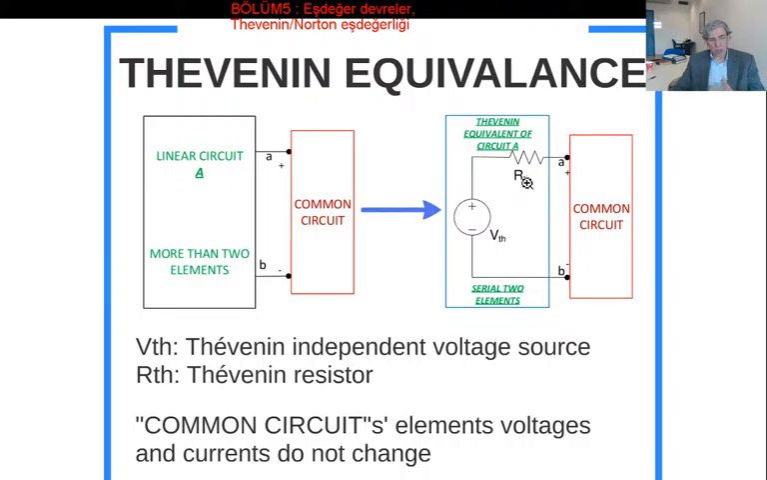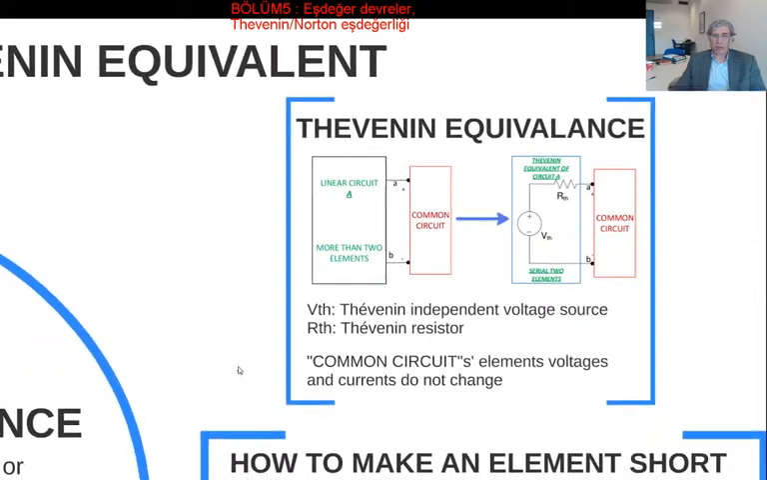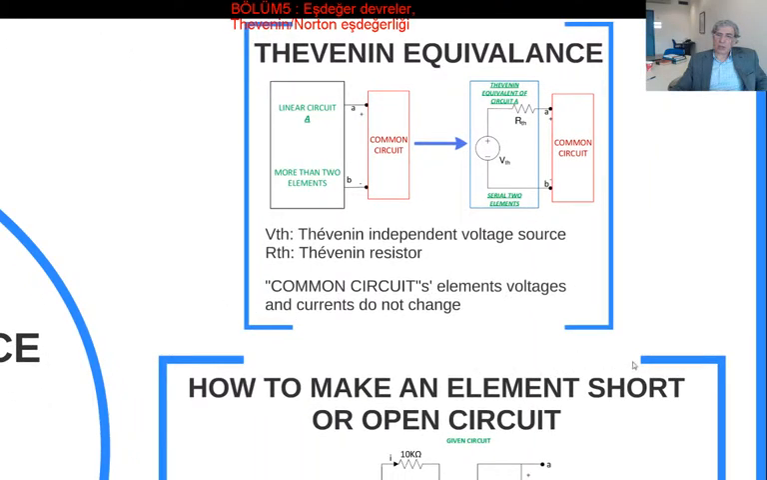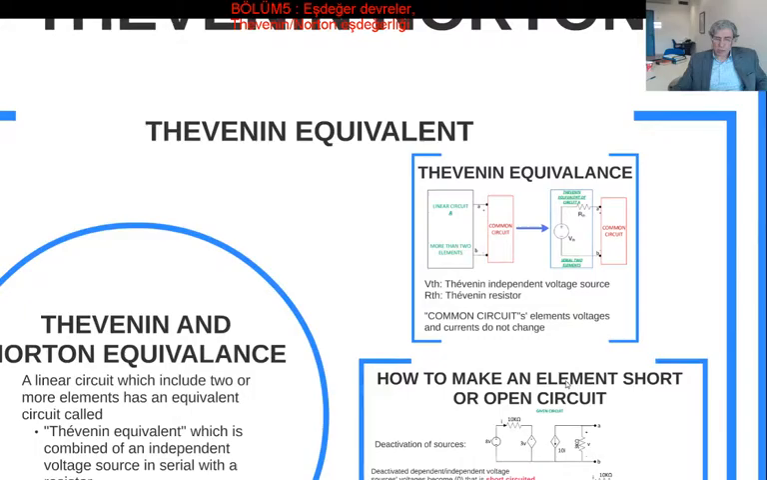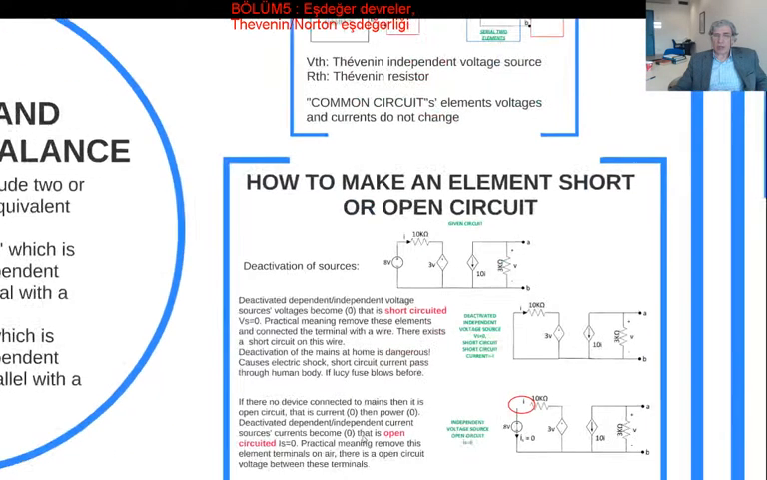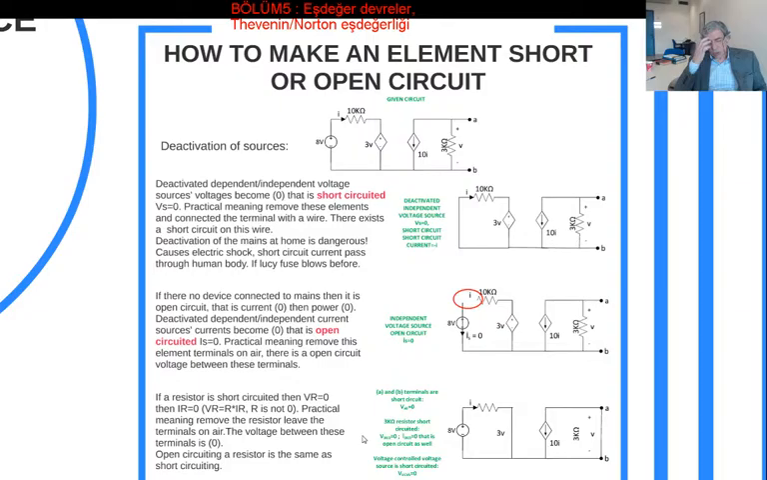Now we are going to see the next step. Once a linear circuit A is given to you, how are you going to find the Thevenin equivalent circuit of this circuit? That is the next question. In order to find that, we have to remind you of some of the concepts that we are going to use. These are related to short circuit and open circuit concepts. We are going to use these concepts while calculating the VTH and RTH elements of the Thevenin equivalent circuit.